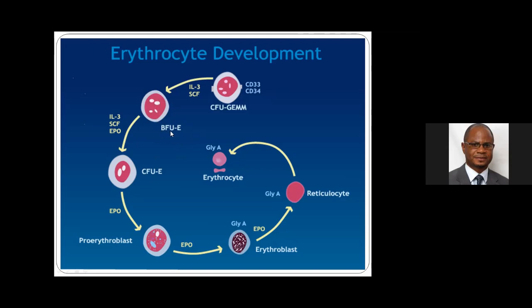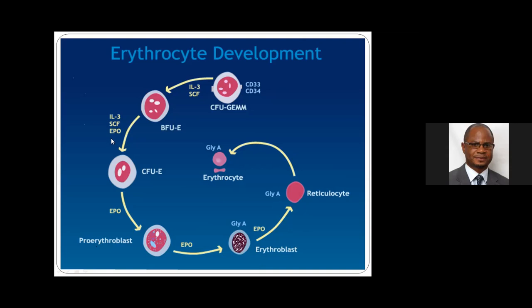When this burst forming unit erythroid encounters IL-3, SCF, and EPO, erythropoietin, it changes into colony forming unit erythroid. Further exposure to erythropoietin, it converts into erythroblast. More exposure to erythropoietin, it converts into pro-erythroblast and then converts into erythroblasts that have glycoprotein A on it. More exposure to erythropoietin, the erythroblast changes into reticulocytes.